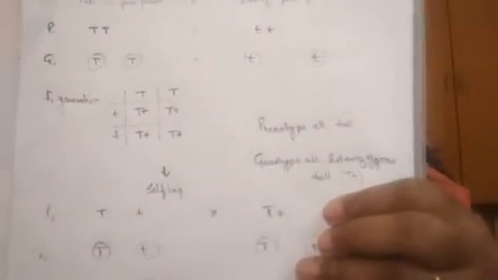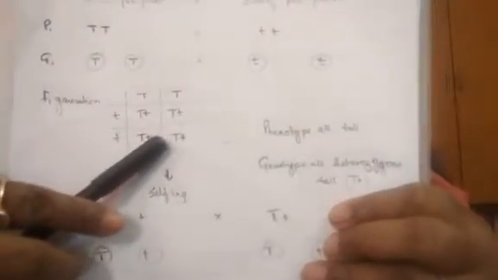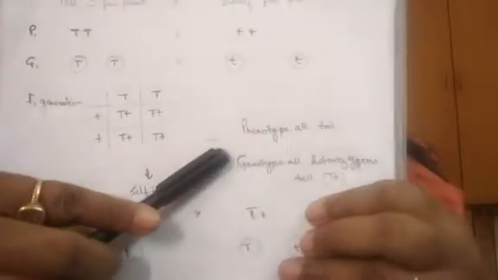If we go for the ratio, we'll find that there is tall, there is no dwarf, so 4:0. So we can see here the phenotypic ratio, tall to dwarf, is 4:0, because all four are tall and there is no dwarf.